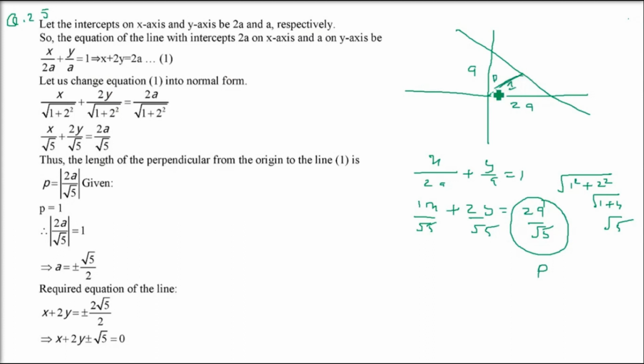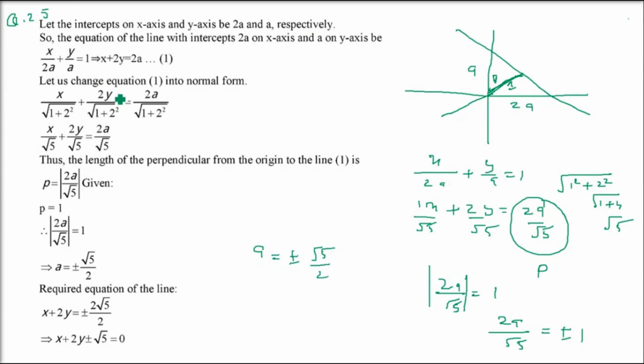Since this distance can be on either side, it can be positive, it can be negative. So 2a by under root 5 is p. This is the distance, 1. It can be on either side, as I said. Distance can never be negative, it is a distance. Only the direction of this distance can be negative. But we have to consider both the directions. So mod of 2a by root 5 is 1, so 2a by root 5 is plus minus 1. So a will come as plus minus root 5 by 2.